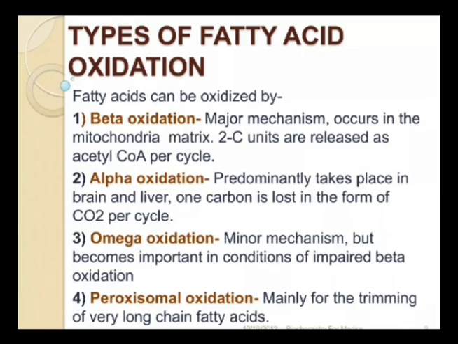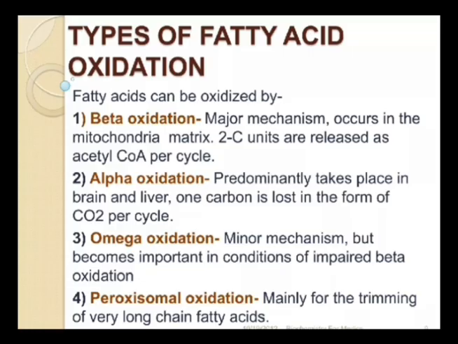Types of fatty acid oxidation. Fatty acids can be oxidized by 1. Beta oxidation. Major mechanism occurs in the mitochondrial matrix. 2 C units are released as acetyl-CoA per cycle.